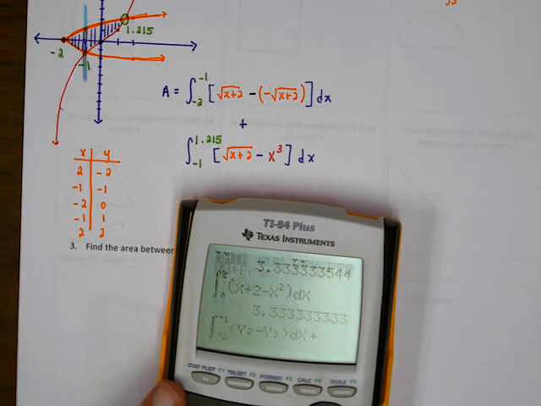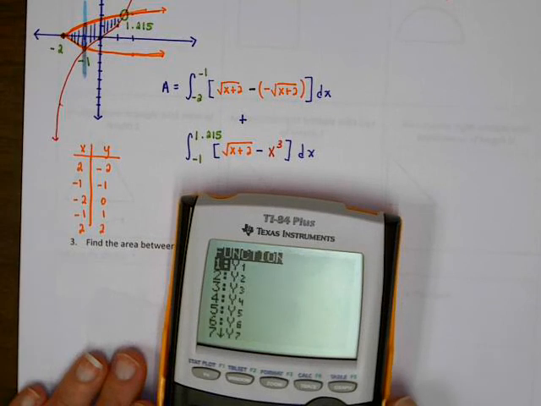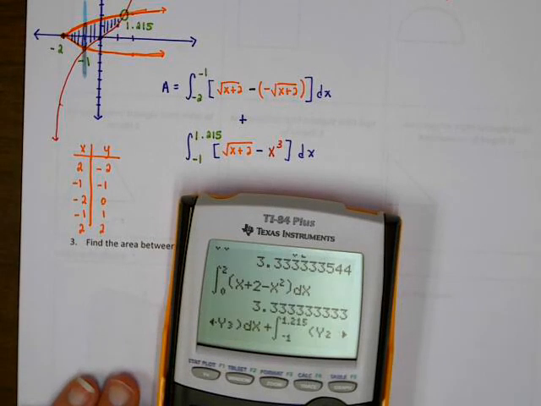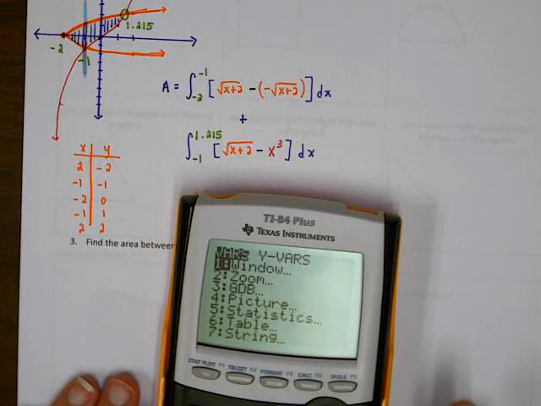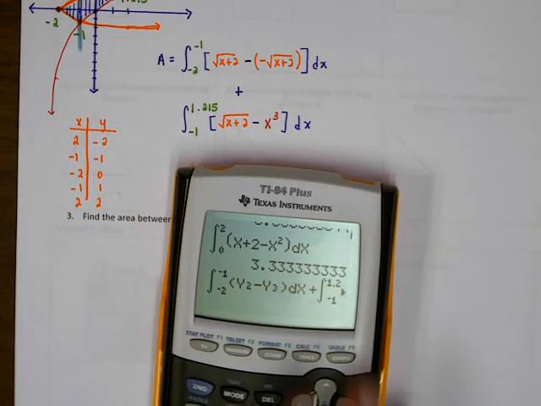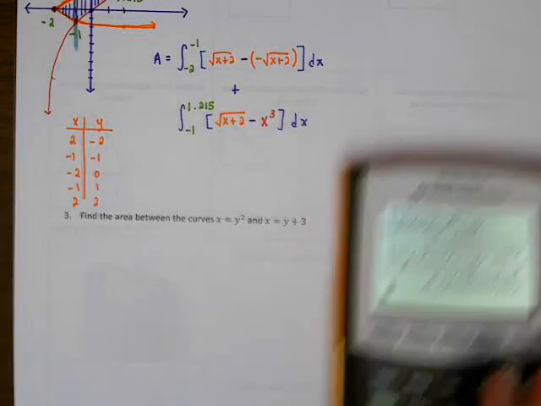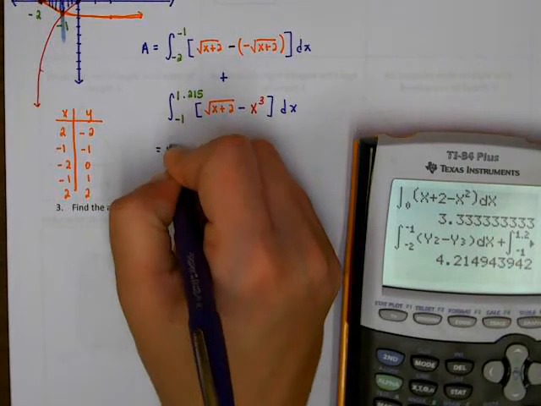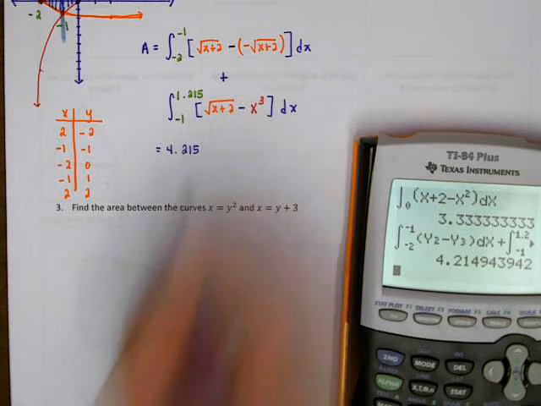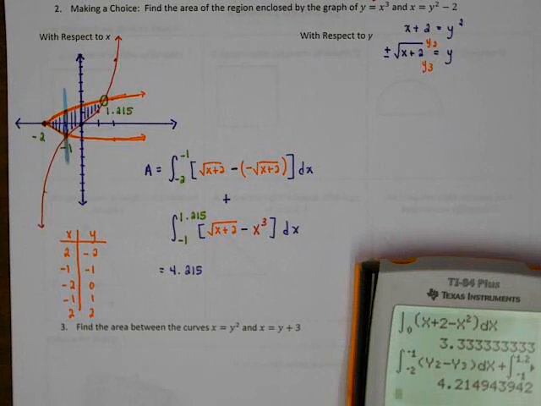plus, I'm going to do math 9 from -1 to 1.215. I'm going to recall and use y2 minus, recall and use y1 dx. So again, I only had to type in the equations once, I could just recall them now. And I got 4.215. Now, is that impossible? No, but it is a little tedious.